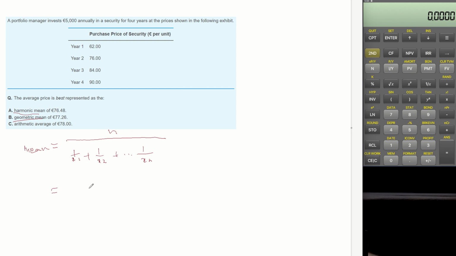In this case, there are 4 purchasing prices, and we can divide by the reciprocals of each year's purchasing price. So 1 over 62 plus 1 over 76 plus 1 over 84 plus 1 over 90. If we calculate this, harmonic mean becomes 76.48.